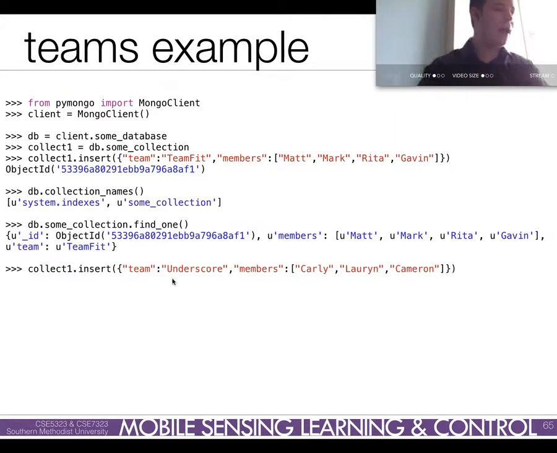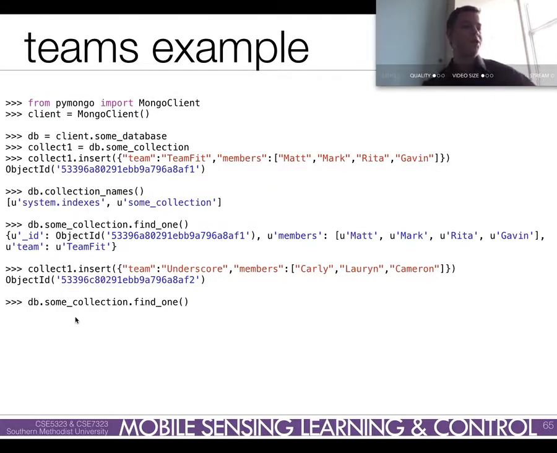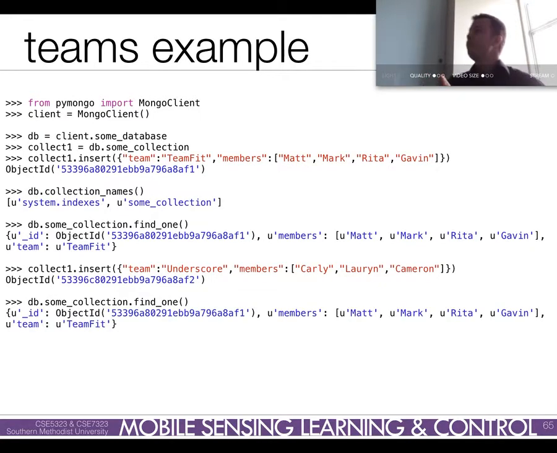Now I'm going to insert another team. So here's the next team, and the members are Carly, Lauren, and Cameron. I can see people's faces like, oh yes, this is good. So I get an object ID back. Now if I do sumCollection.find_one, what am I going to get? I'm not going to get an error. It is going to return team fit. Why? It's the first one that I entered in the database. That is the first document in the database.